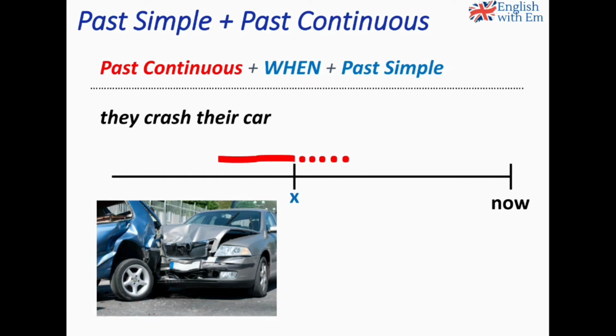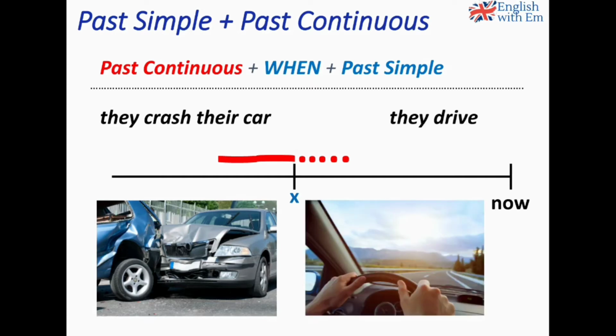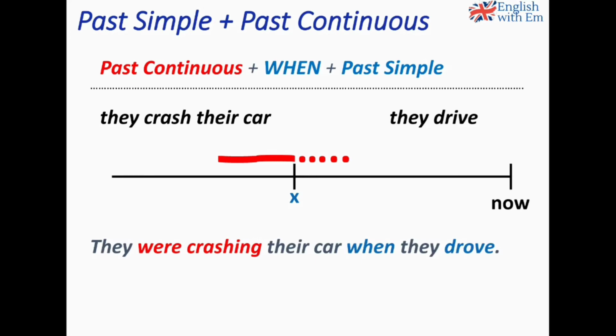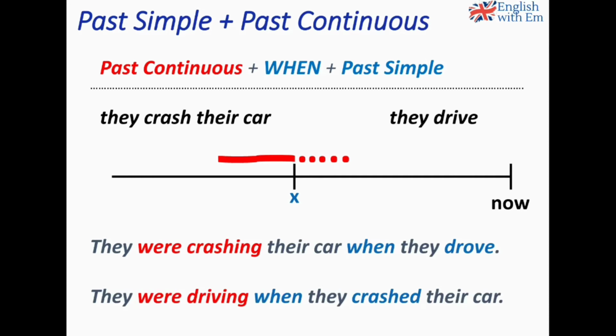They crash their car. They drive. So think about it. Which of these actions is the longer progressive action, and which is the short action that happens suddenly and interrupts the longer one? They were crashing their car when they drove. Or they were driving when they crashed their car. What do you think? Is crashing their car the long action, or is driving the long action? They were driving when they crashed their car.